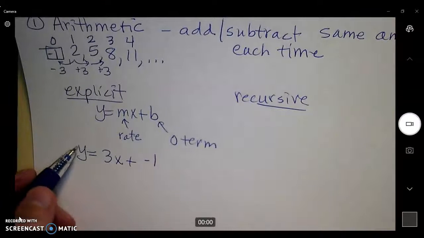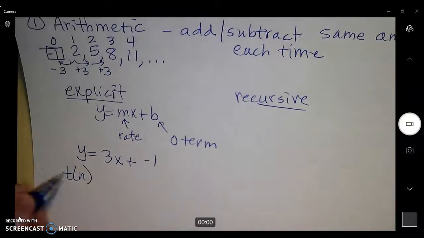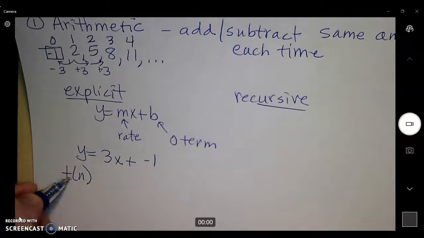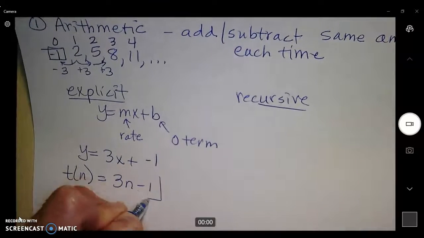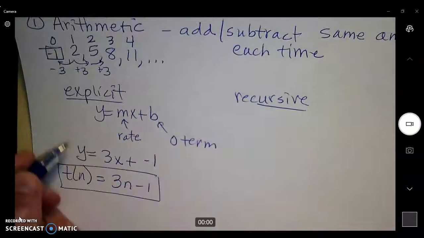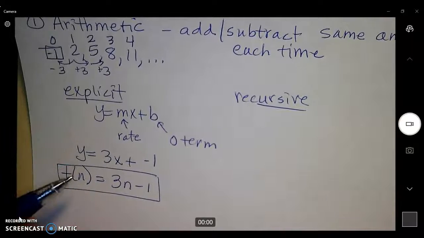Typically, you will write this with sequence notation. They like to use T of n to stand for y. I don't know why T, but they do. So T of n equals 3n minus 1. That is the equation for this arithmetic sequence up here.